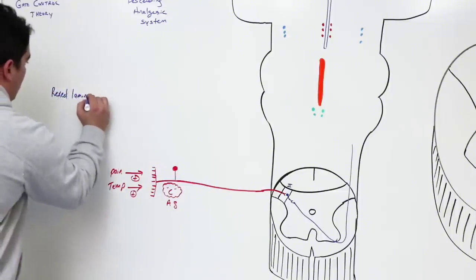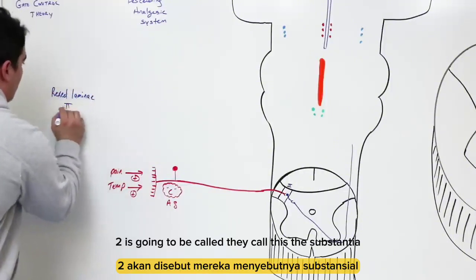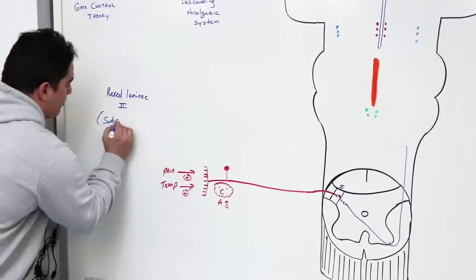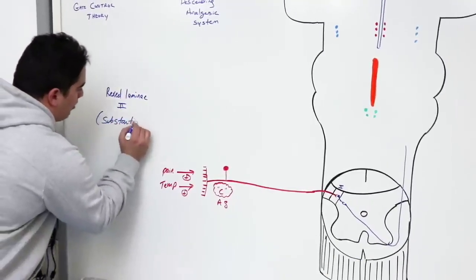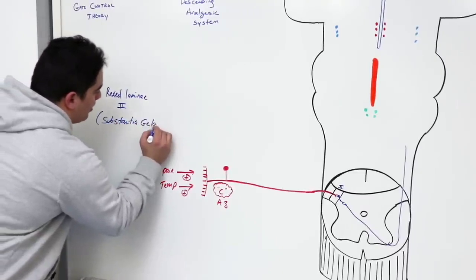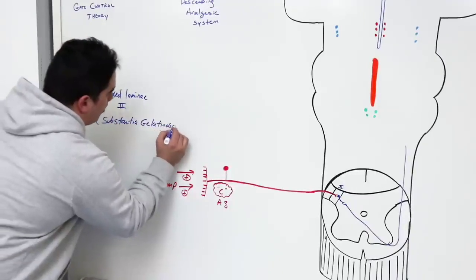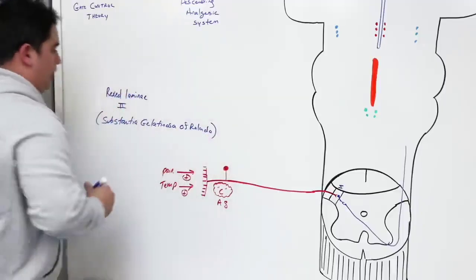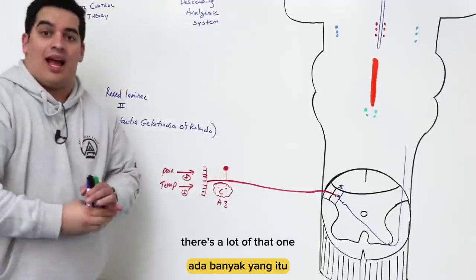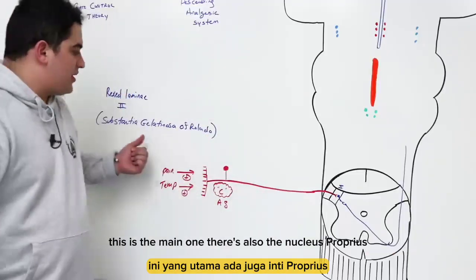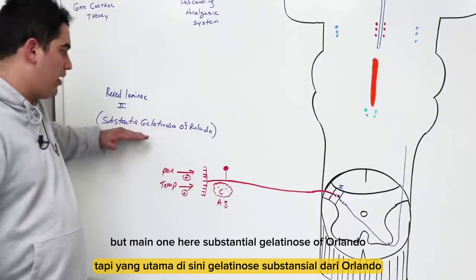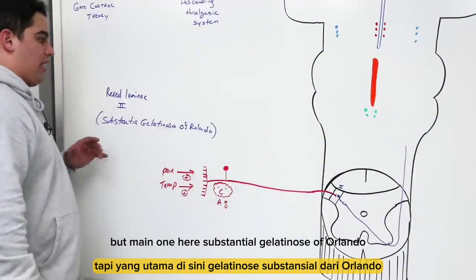At Rexed lamina 2 is what they call the substantia gelatinosa of Rolando. Holy crap, right, so there's a lot to that one. And then there's another one that it can also synapse on. This is the main one. There's also the nucleus proprius, which is in Rexed lamina 3. But the main one here is the substantia gelatinosa of Rolando.